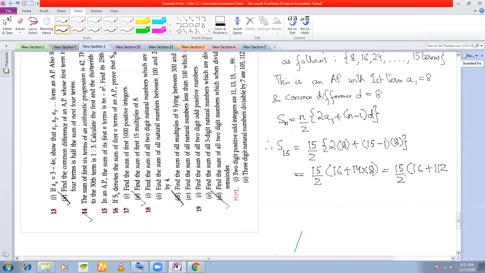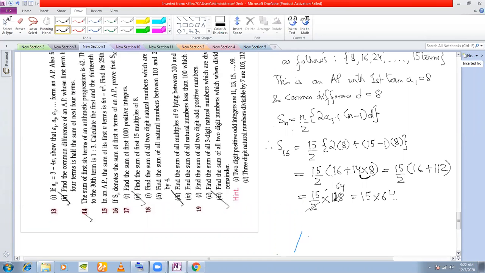112, I think. 128. The last digit had to be 2 because when you multiply 14 into 8, you'll get 112, and 16 plus 112 is 128. So 15 by 2 into 128, which cancels to 64. So 15 into 64.